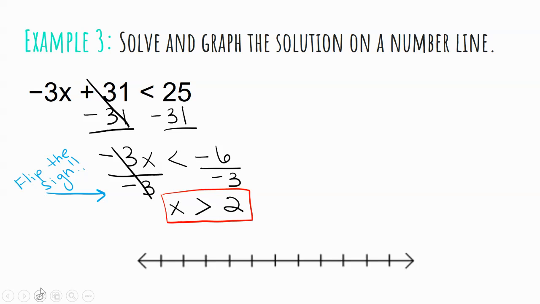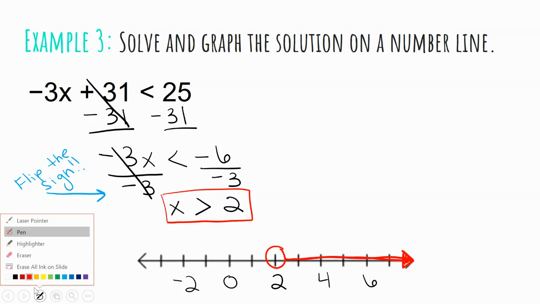So let's put 2 on our number line. And let's go 4, 6. This is going to be 0, negative 2, so on and so forth. We are going to put a circle at 2. We're going to leave it open because it's not greater than or equal to. It's just greater than. And then we are going to shade it to the right because it's greater than. Try to make that a little bolder.